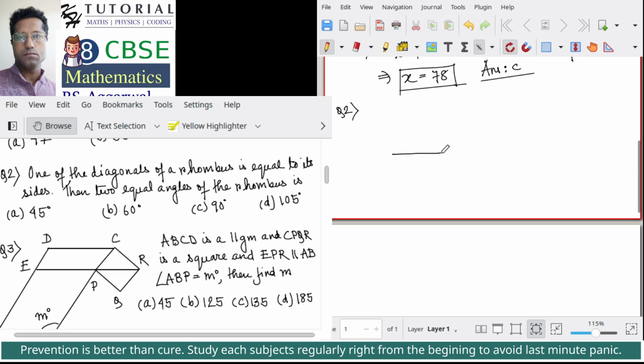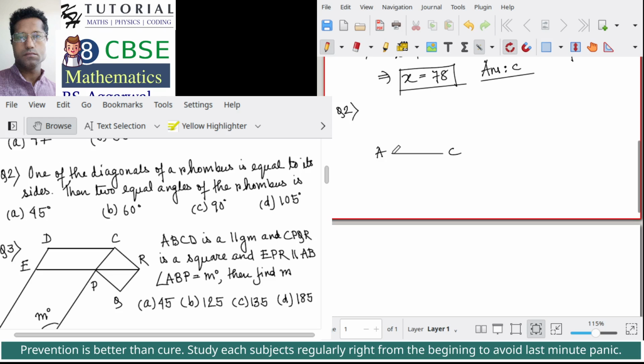Okay, so in general we know, let's say this is a diagonal. Let's say the rhombus is ABCD, and this is the diagonal AC. Now it is given that one of the diagonals is equal to its sides. So AC will be equal to its sides.